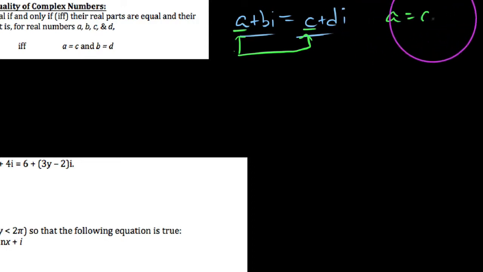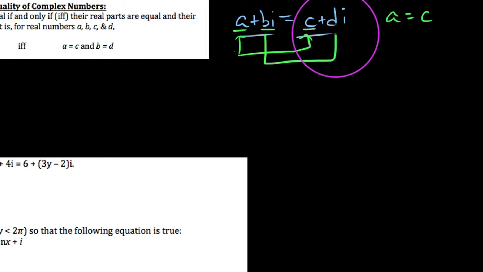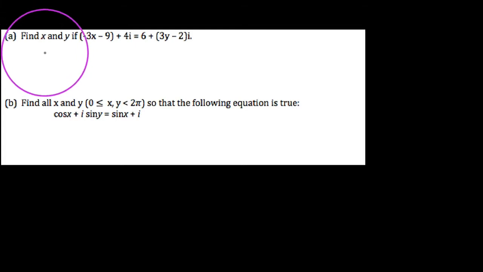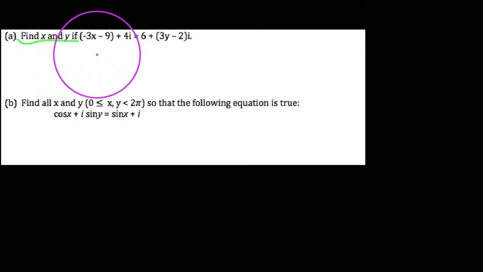So we could conclude that a is the same thing as c. And we'd say, well, if they're equal, their imaginary parts must also be equal. So b would be equal to d. Okay, so these are the two things we want to admit before moving forward. Well, let's take a look at the two examples that I've written here. We actually should be able to solve for x and y if this is true.